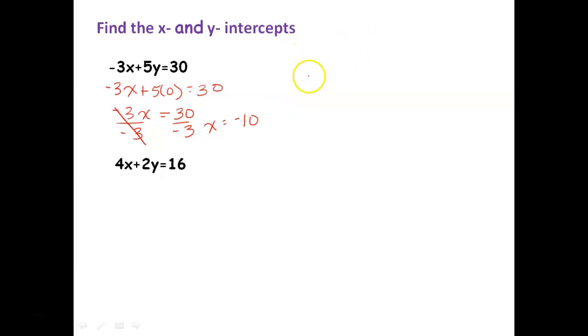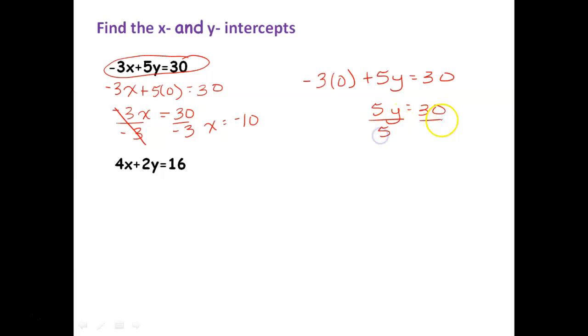To find the y-intercept, we do the same thing, except this time you set x equal to 0. So negative 3 times 0 plus 5y equals 30. I'm just rewriting the original equation here. 0 plus 5y equals 30. Divide both sides by 5. Y equals 6. So my x-intercept is negative 10. My y-intercept is 6. Pause the video and find the x and y-intercept of 4x plus 2y equals 16.